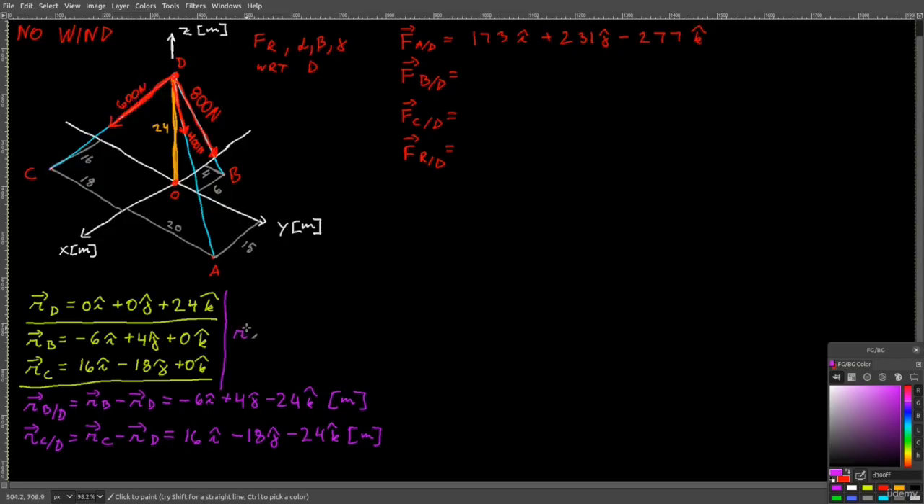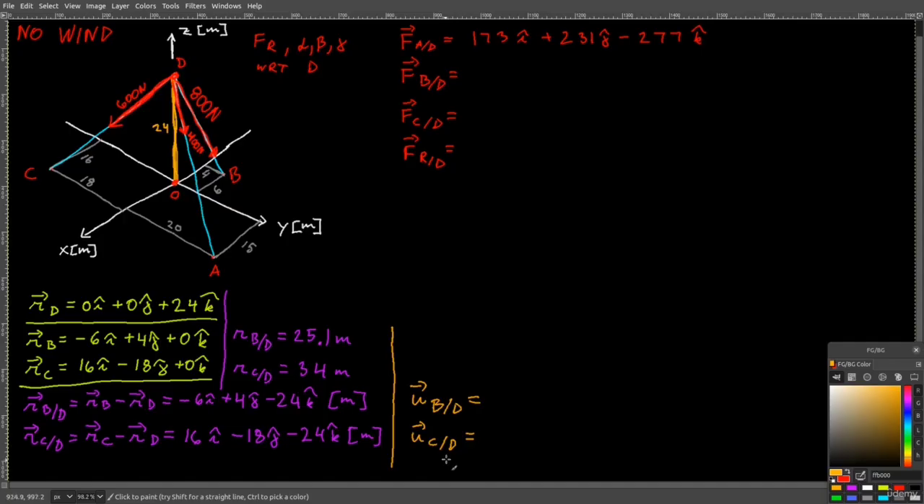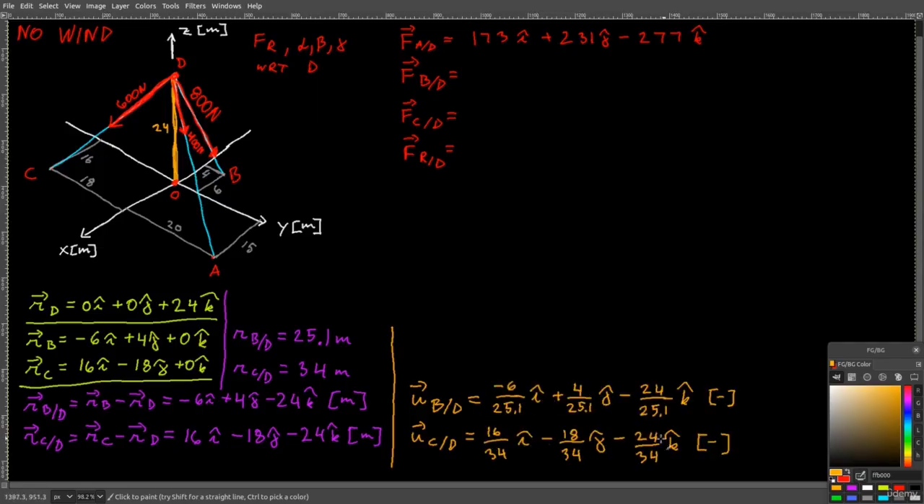Then the magnitude of RB with respect to D, that's 25.1 meters, and the magnitude of RC with respect to D, that's 34 meters. You just use the 3D Pythagoras theorem for that. This one is for RBD magnitude, and this one is for RCD magnitude. And so once you have them, it's very easy to compute the general unit vectors from D in the B direction and in the C direction. This is in the B direction from D, and this is in the C direction from D.